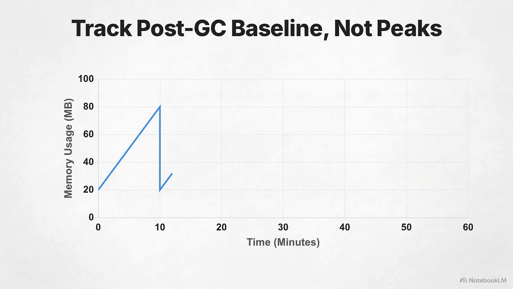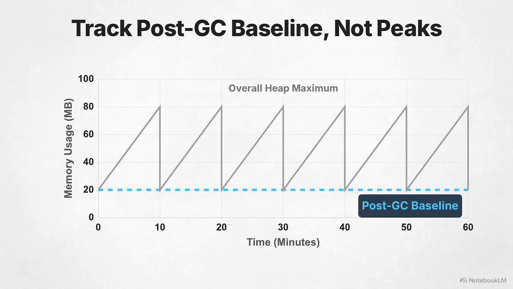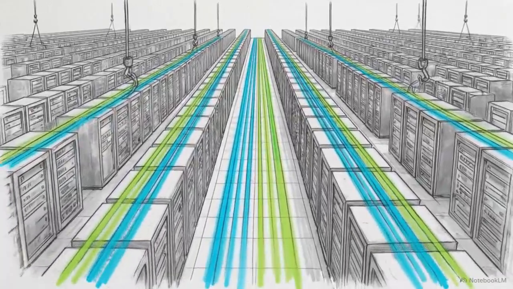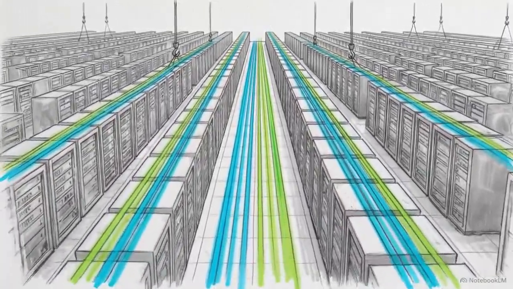Engineers should monitor the post-GC heap baseline rather than the overall heap maximum to identify slow-burning leaks before they impact the user. Garbage collection is a highly observable mathematical process. When paired with disciplined systems engineering, it yields perfectly predictable performance.